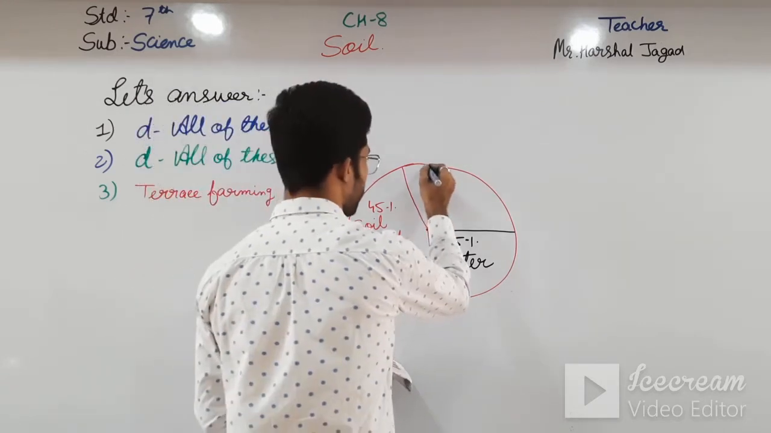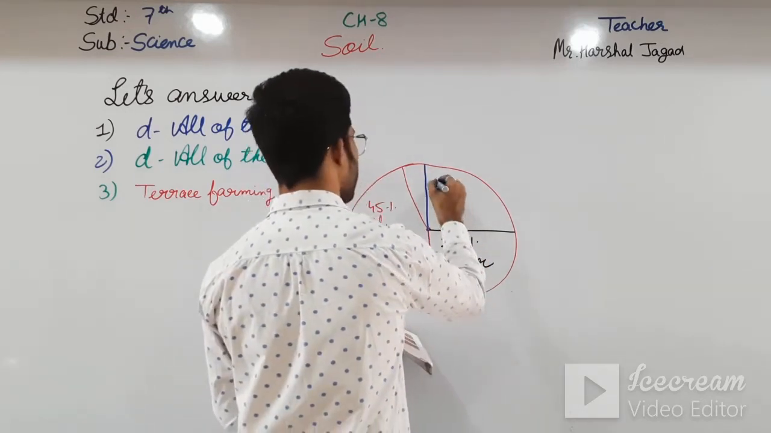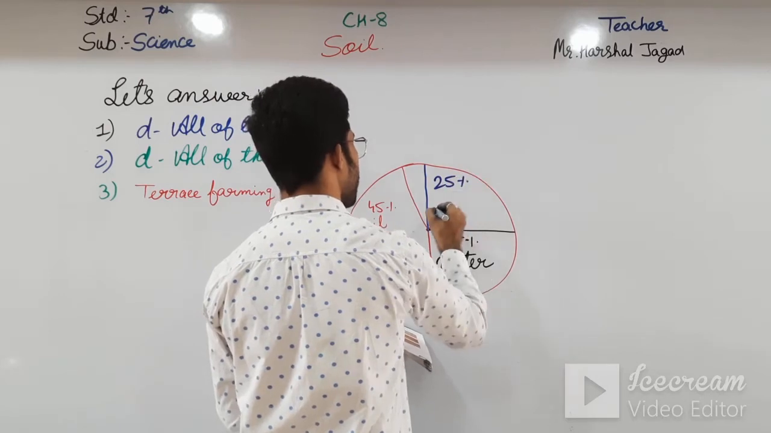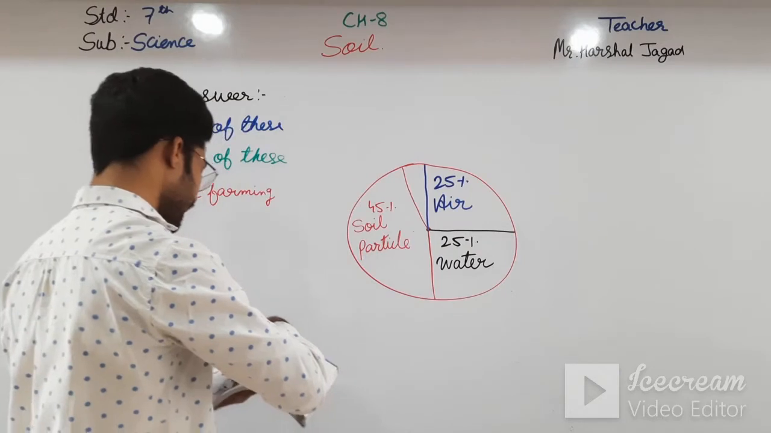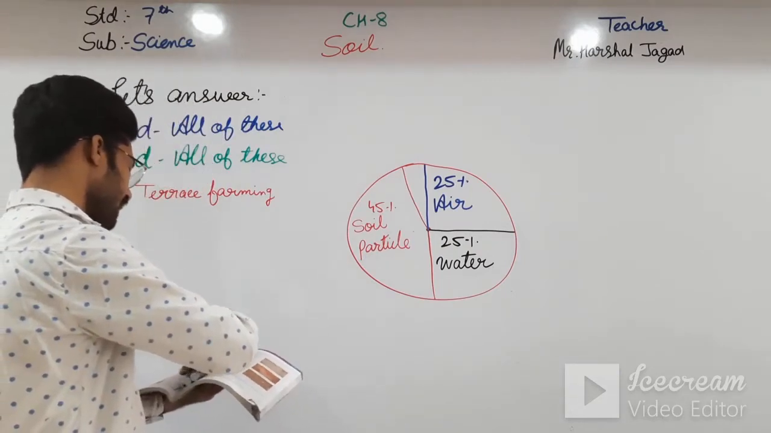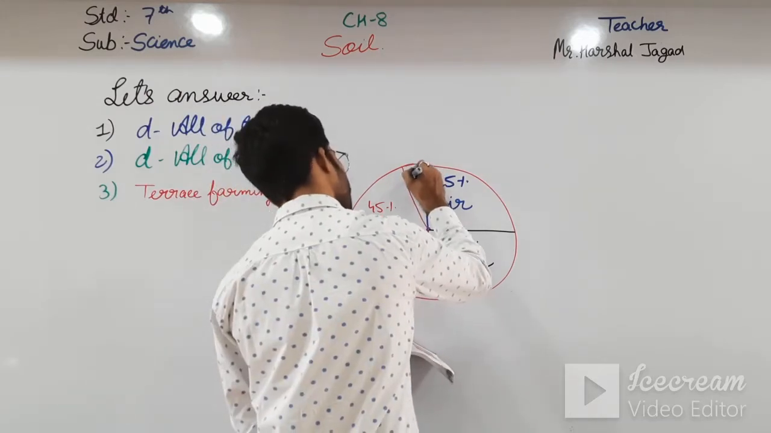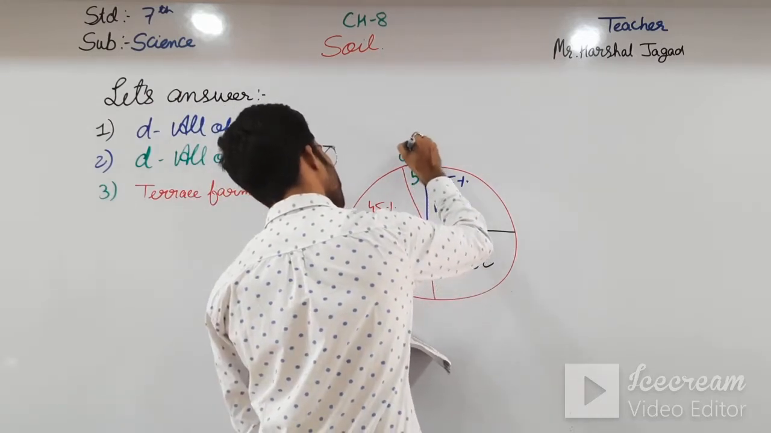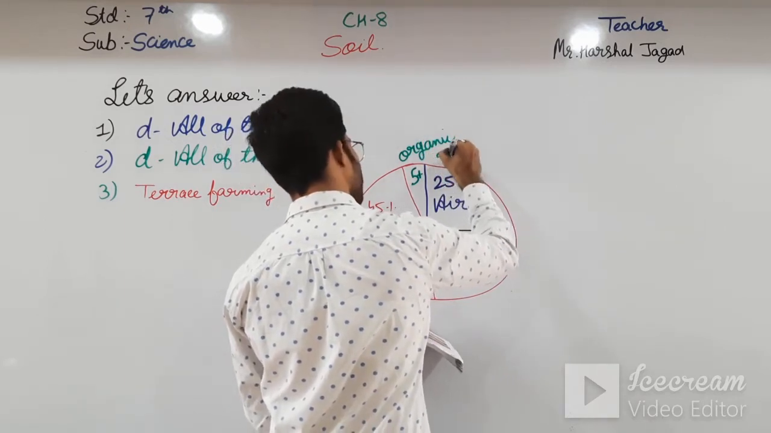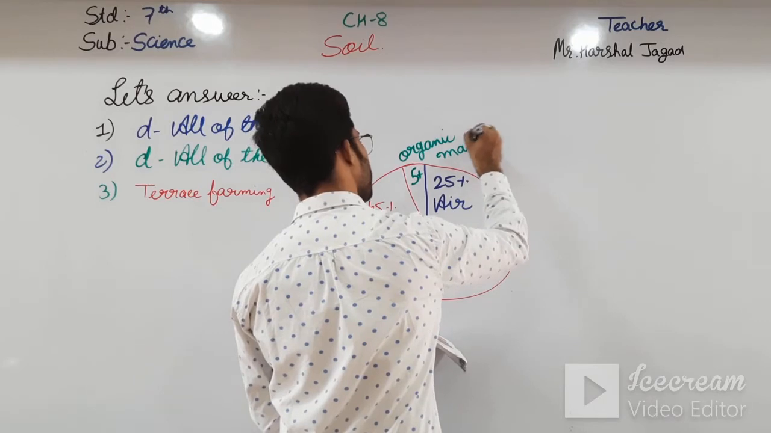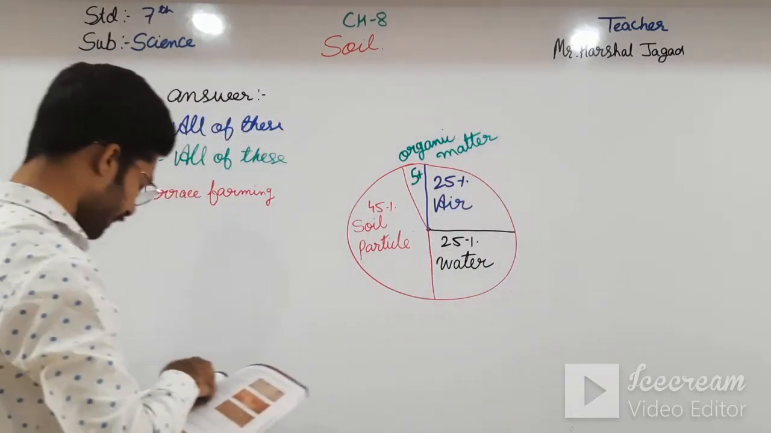means this 25% of air, and the remaining 5%, that is organic matter. Okay students, organic matter. Let us read it.